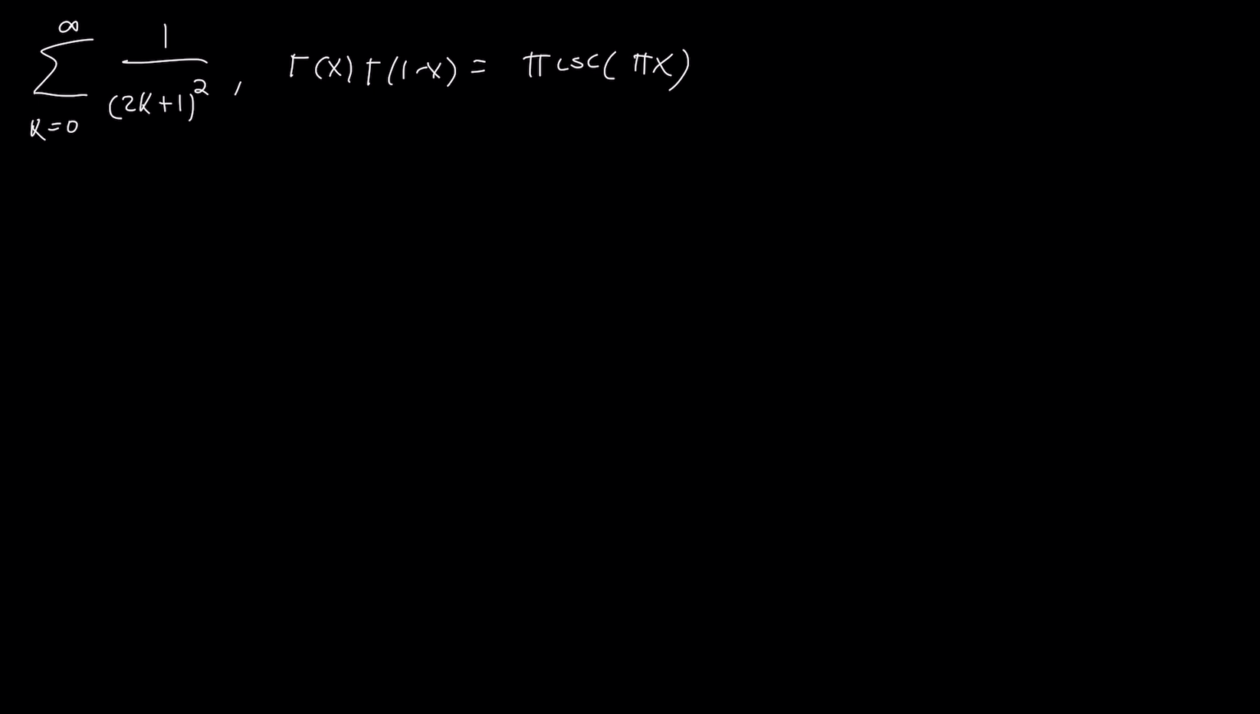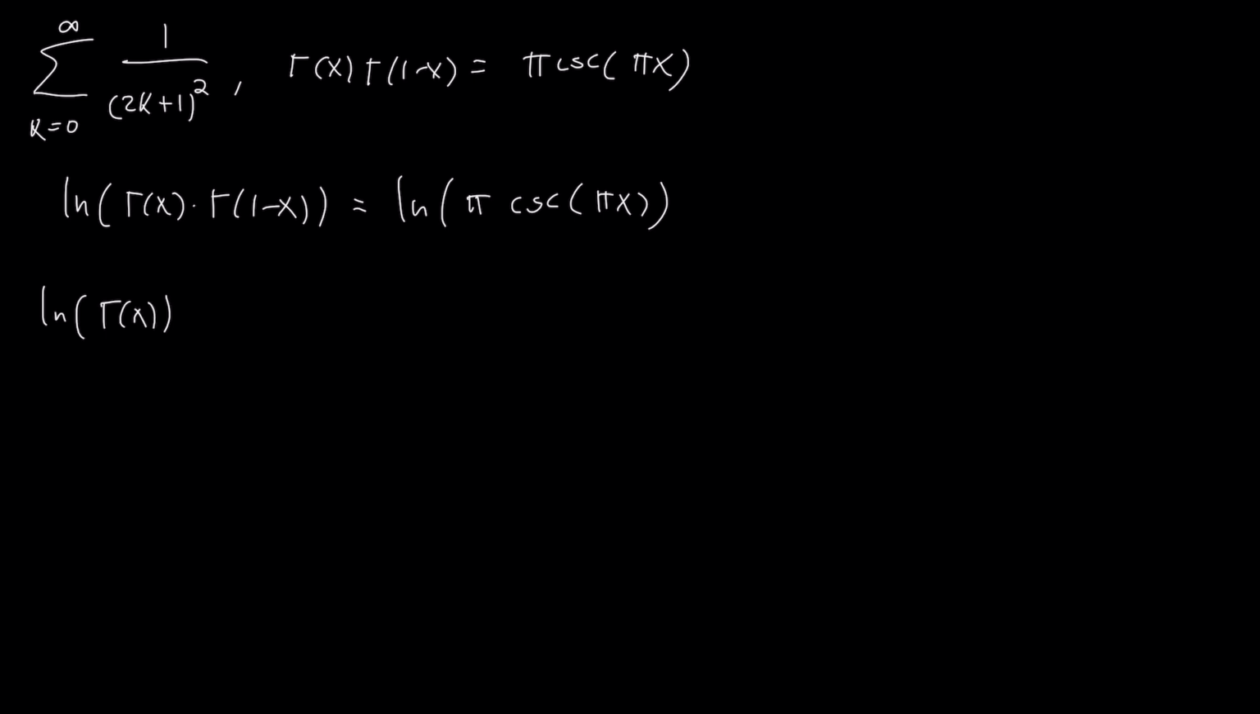And from here, we'll take the natural log on both sides. So I have the natural log of gamma x times gamma 1 minus x is equal to the natural log of pi times cosecant of pi x. And using the property of logarithms, we're going to have the natural log of gamma x plus the natural log of gamma 1 minus x is the natural log of pi plus the natural log of cosecant of pi x.